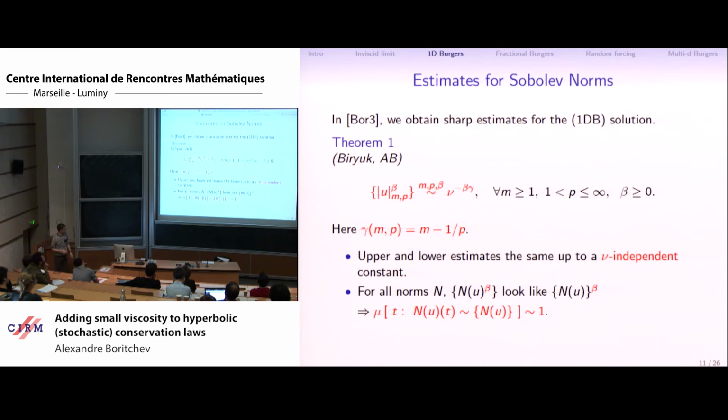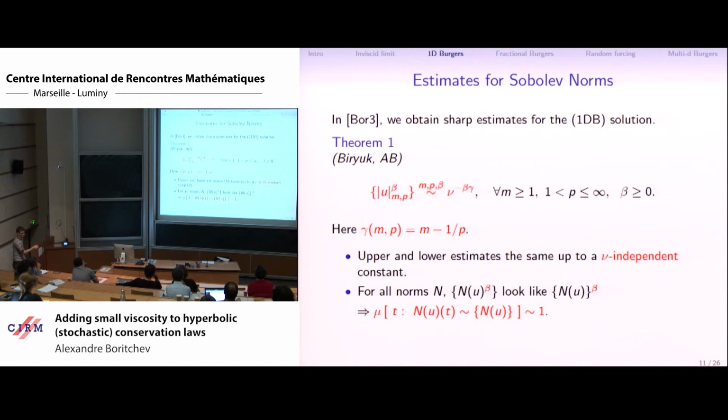So here are the estimates. Before, there is something I really don't want to forget, which is that Biryuk, who did his PhD thesis also with Cookson before me, had the first ideas for this, but his results don't cover the whole range of the norms. But he had some key technical ideas which are used in my proofs. So let me state what the result is.